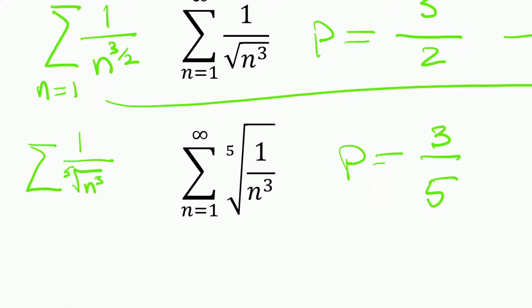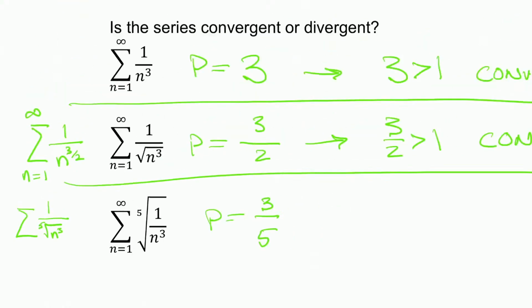There's another way of writing it. Anyway, the 5th root of 1 is 1, and the 5th root of n cubed, certainly you can write that as n to the 3/5. The radical is the fractional part, the denominator. Anyway, there it is. So we're almost done.